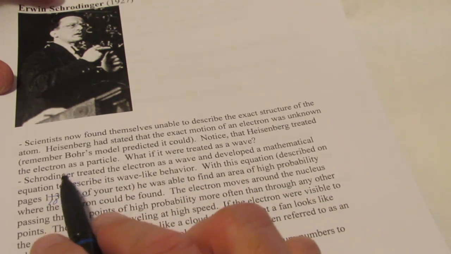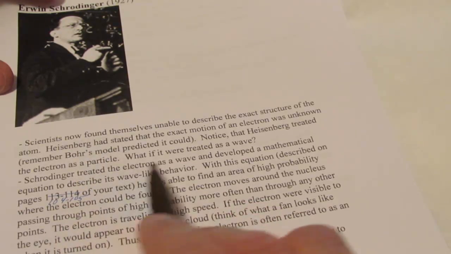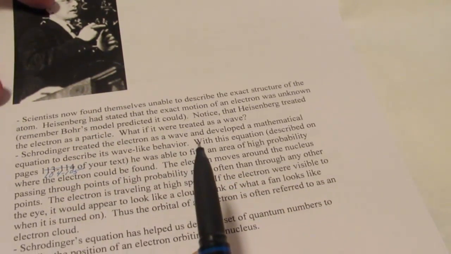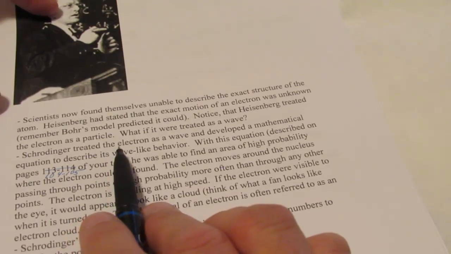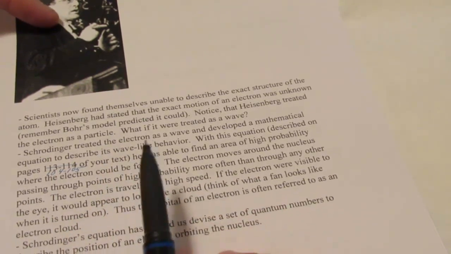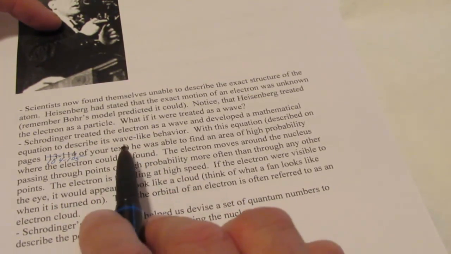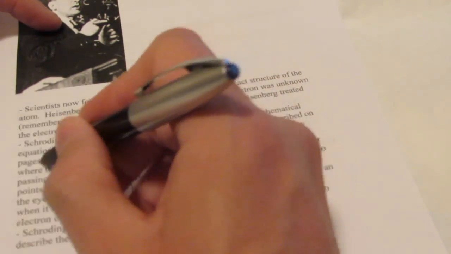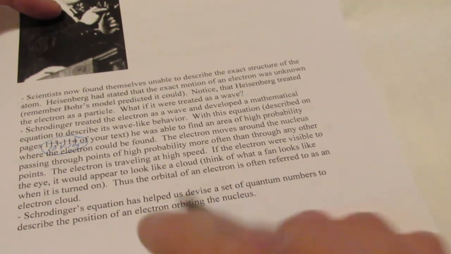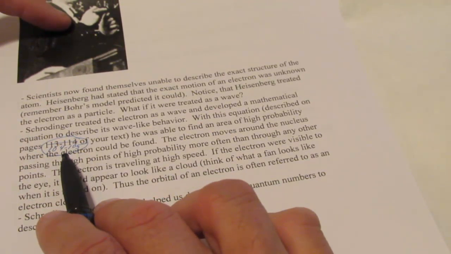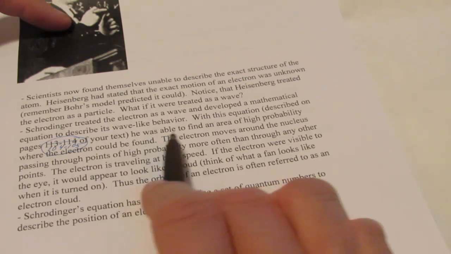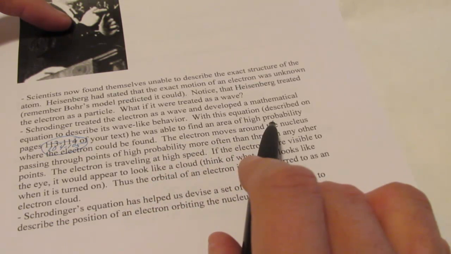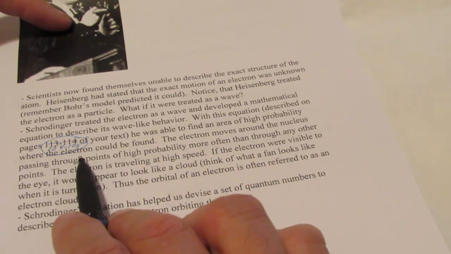Notice that Heisenberg treated the electron as a particle, but what if we treated it as a wave? Schrödinger treated the electron as a wave and developed a mathematical equation to describe its wave-like behavior. This equation is described on pages 105 and 105 of your textbook. Don't concern yourself with the equation. The point is, he was able to find an area of high probability where the electron could be found.